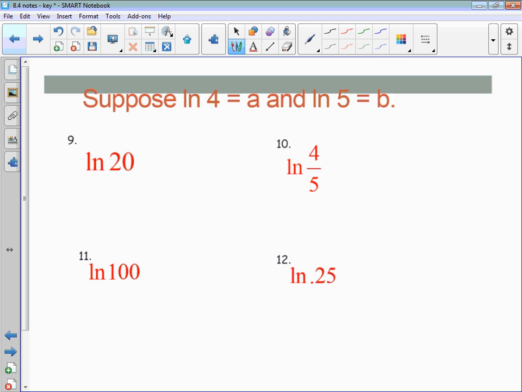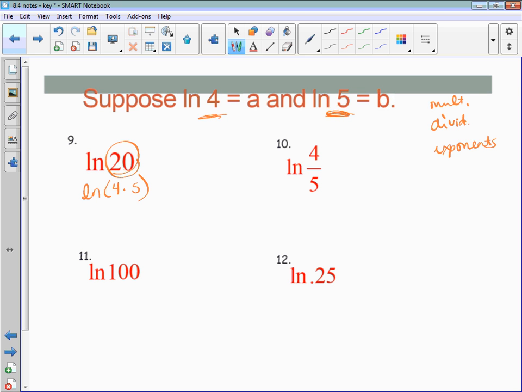Alright guys, are you ready? Alright, so our only options are natural log of 4 and natural log of 5. So you need to figure out how to make a 20 out of 4s and 5s, and your only options are multiplying, dividing, or exponents. So you can only use the things that we've done the properties of, okay? So how can I make 20 out of a 4 and a 5? All right, 4 times 5. So this is really natural log of 4 times 5, right?